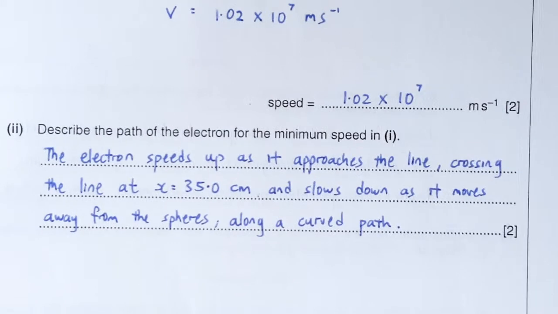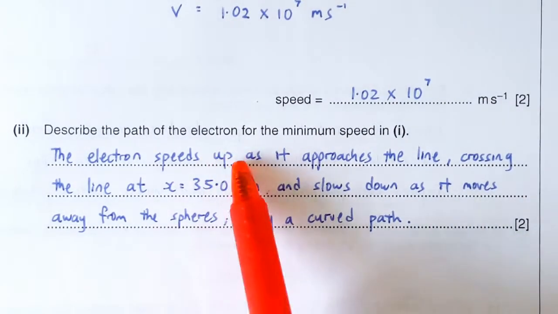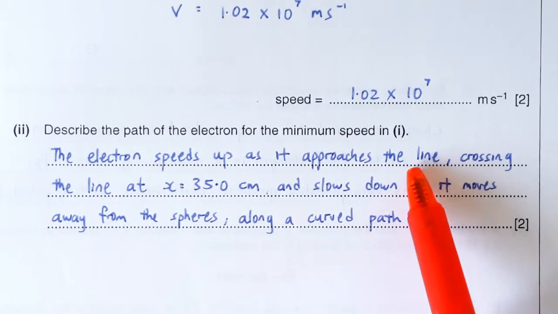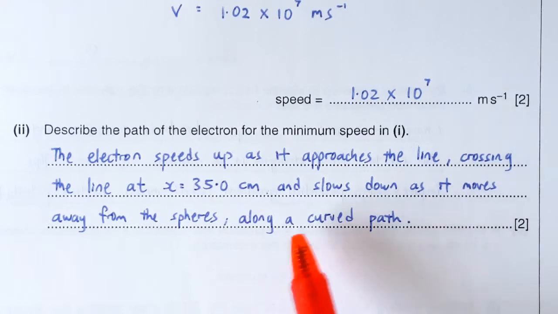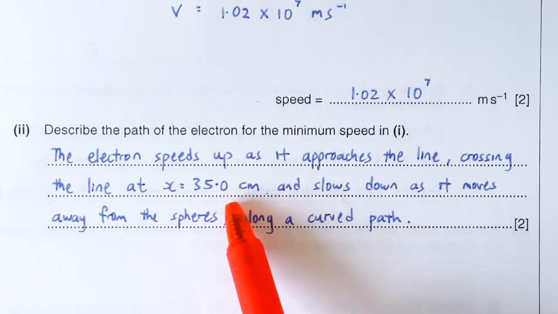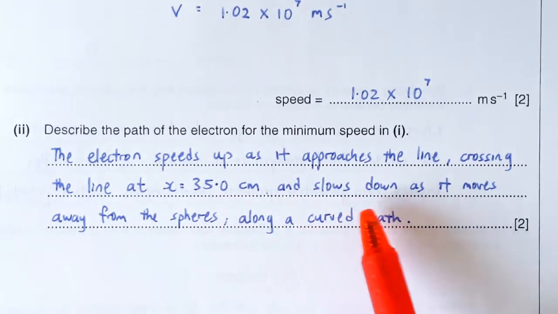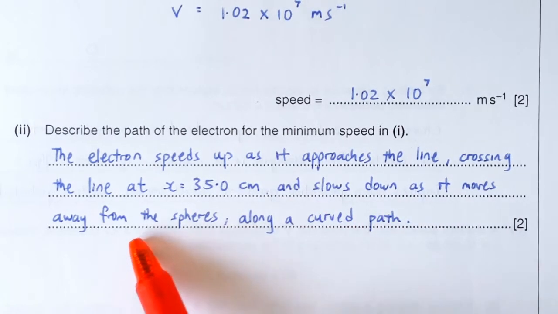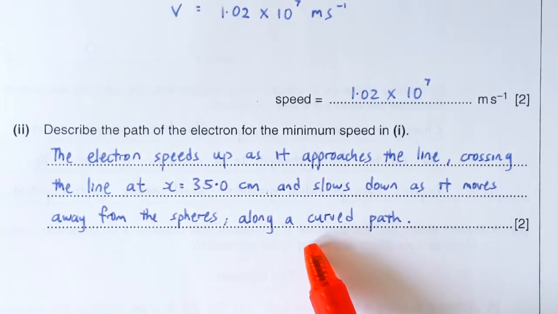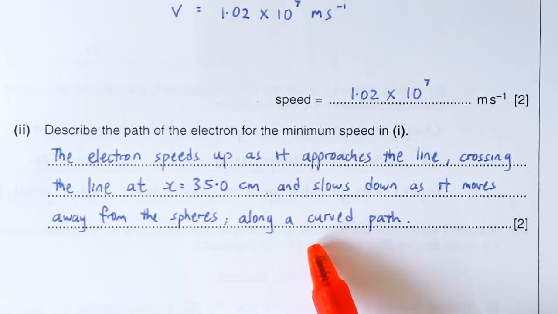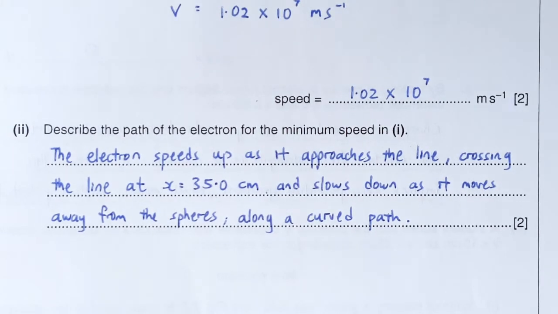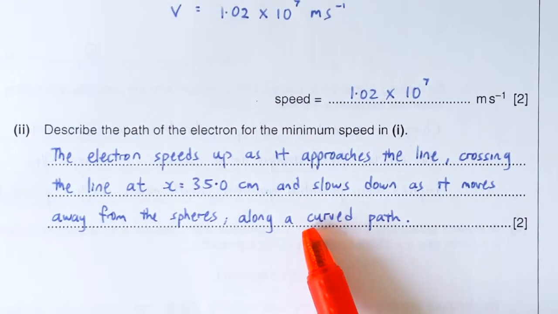All I say is the electron is going to speed up as it approaches the line. It will reach the maximum speed when it crosses the line, and it will slow down as it moves away. And all I can tell is it's probably not a straight line. It's probably going to be a curved path. So this is the best answer I can give.